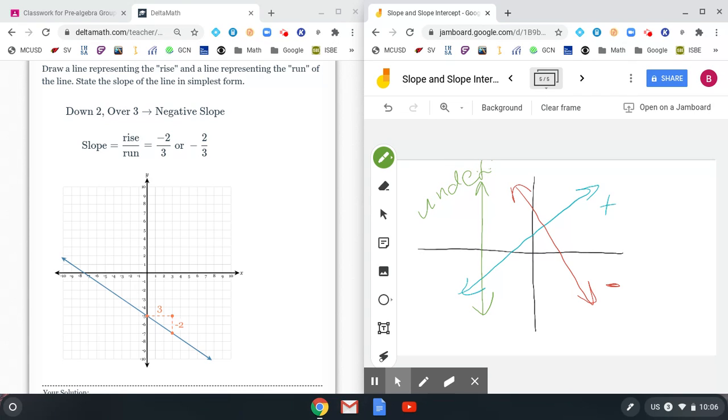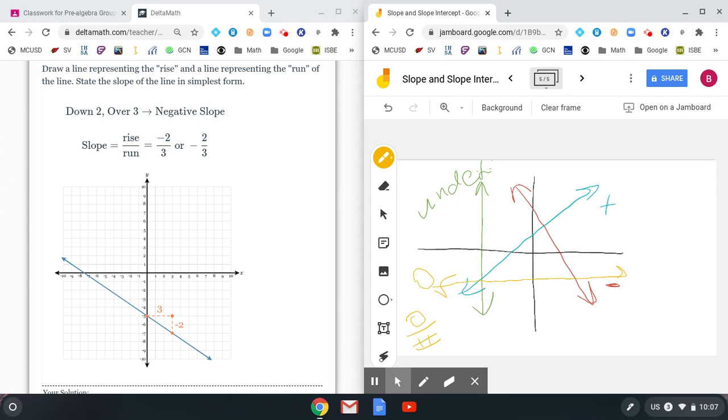That's a terrible F, but you get the point. And then the last one that we haven't talked about yet is if we have a horizontal line. A horizontal line has a slope of 0. And what that means is you have 0 divided by some number.